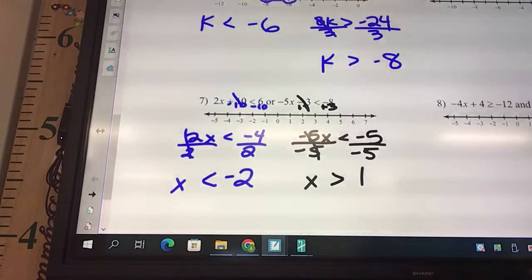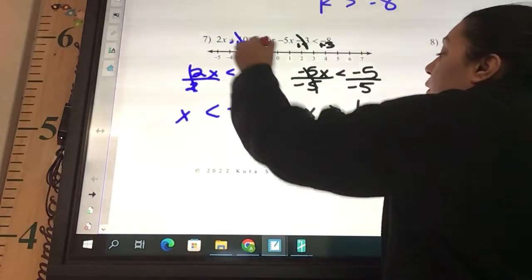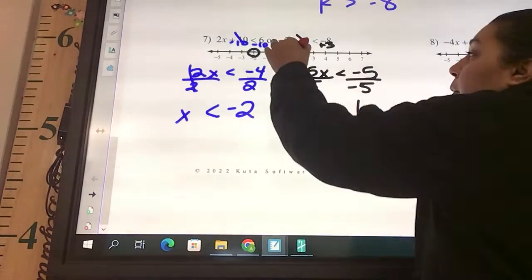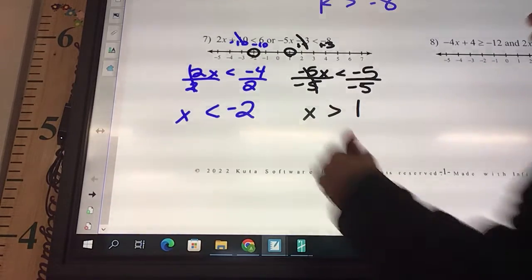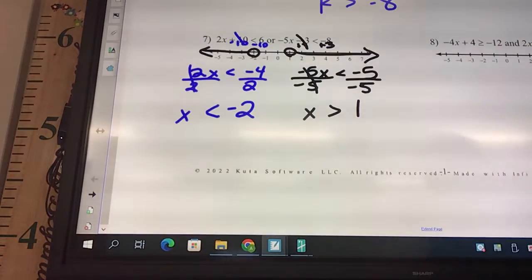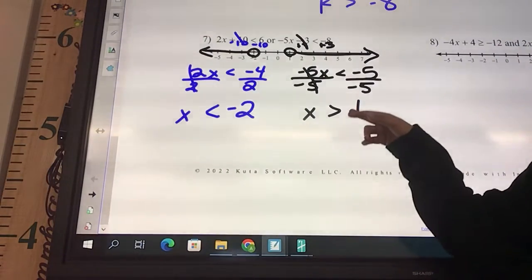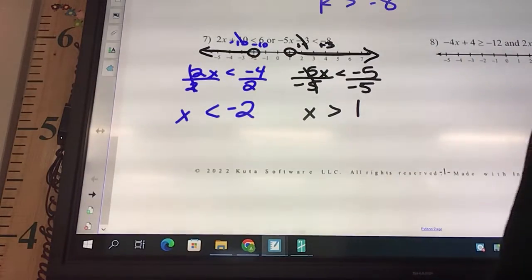Okay, on the negative 2, open or closed? Open. What about on the 1? Open. Okay, should these be going out or in? Out. Okay, "or"s go out. And we can read that and double check. This says x is greater than 1, okay, and x is less than negative 2.